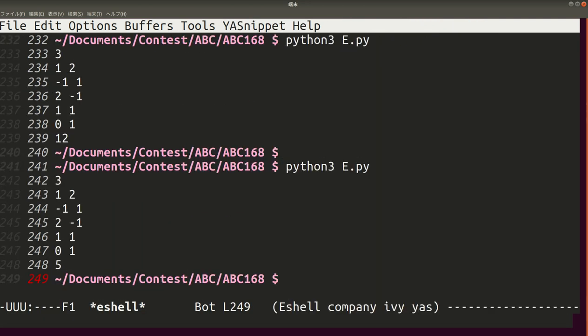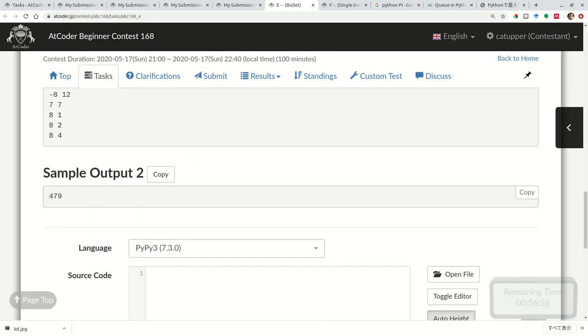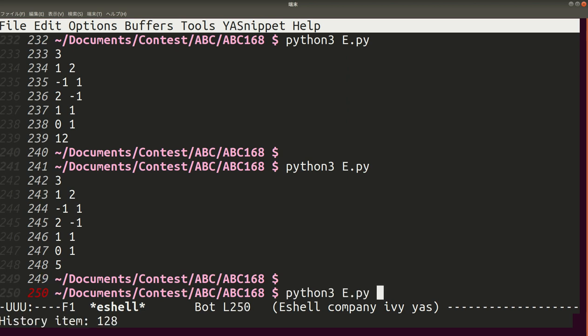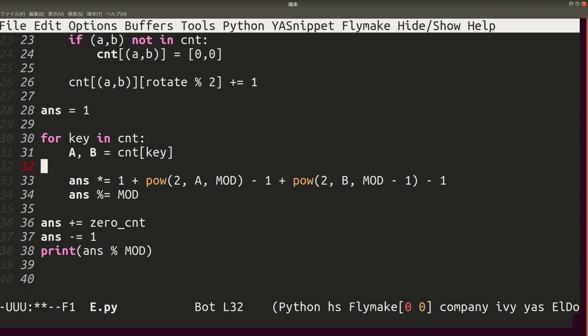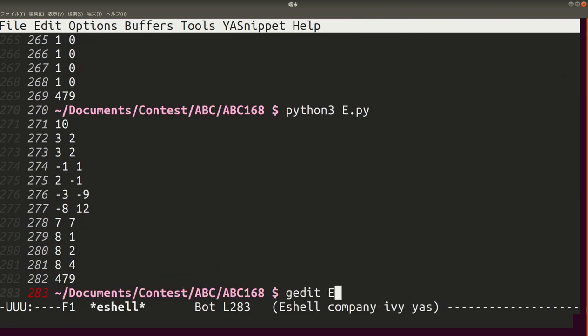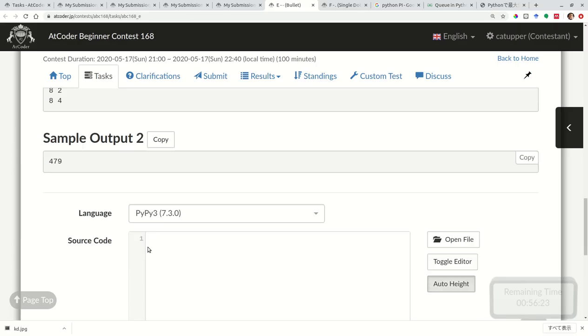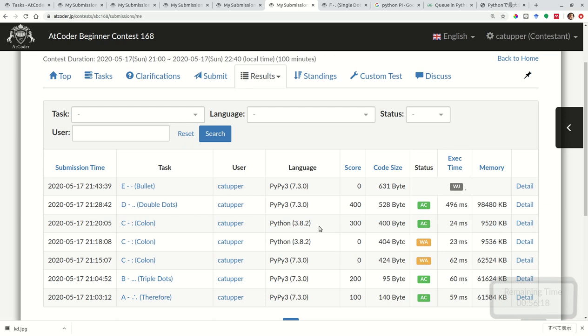It's correct for simple input 1. How about test 2? We went 469. Oh, yeah, I got it. Okay, you just remove these extra prints and submit this. So, how is it? We get TLE, time limit exceeded.